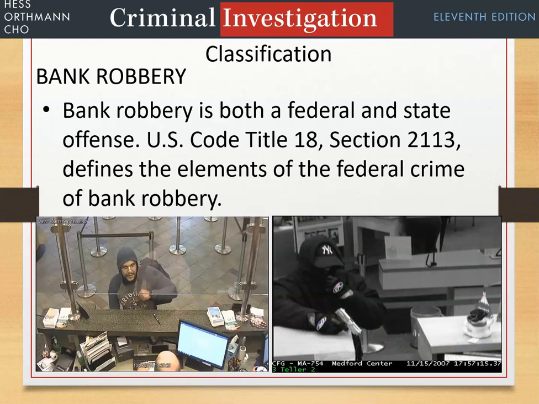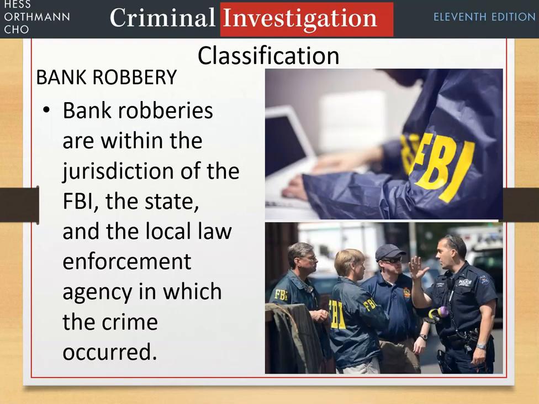So bank robbery is both a federal and state offense. U.S. Code Title 18, Section 2113 defines the elements of the federal crime of bank robbery. So bank robberies also are within the jurisdiction of the FBI, the state, and local law enforcement agencies, the area where the crime occurred. So if the bank robbery was in Redlands, the city of Redlands Police Department would be directly involved.